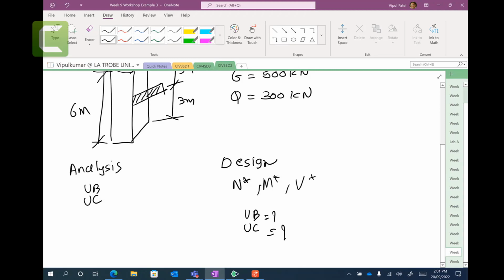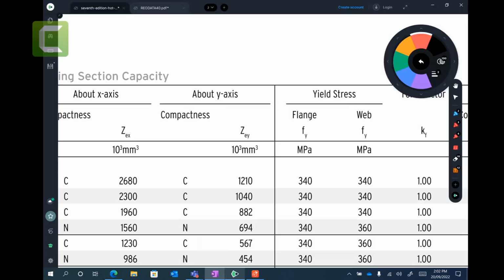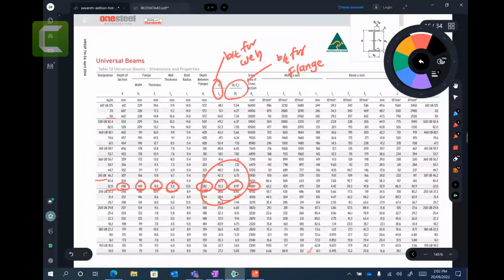So the previous two examples were analysis. The universal beam, universal columns and cross sections were already given to you, and the length is given to you. But here they have not given you the universal beam or universal column, so we need to estimate. We need to start with something. Did they mention anything? No, they say universal beam, and they say the word efficient. So someone might say, okay, you told me to do the universal beam, I can go into the universal beam and pick the biggest one.